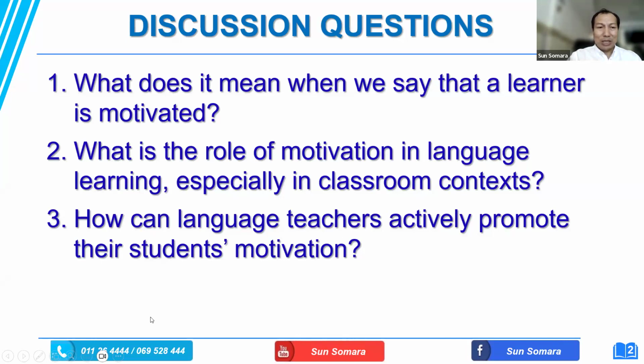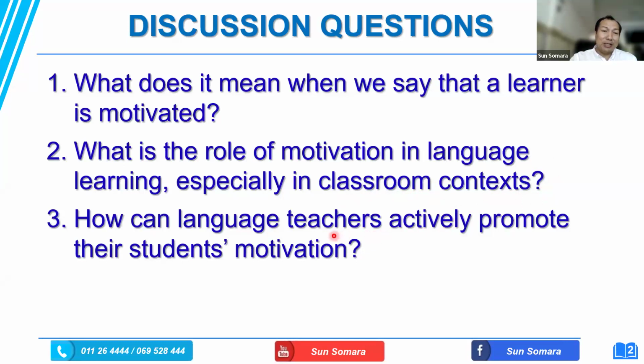The second question is: what is the role of motivation in language learning, especially in the classroom context? How important is it? What happens if the student just goes and sits and does nothing in your lesson, reads nothing for the lesson? What can you do with that? Do you ignore them or do you care for them? This is the question that you can answer.